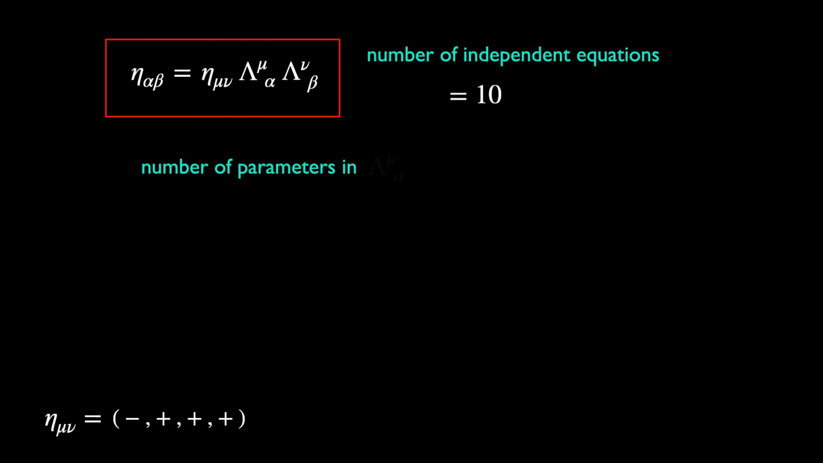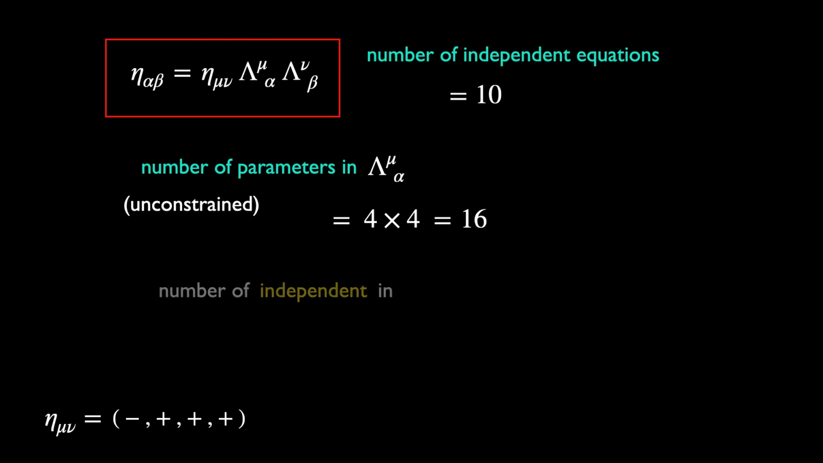The number of parameters of lambda before applying any constraint is just 16. Therefore, the number of independent parameters is just 16 minus 10. Thus, the number of degrees of freedom in lambda ought to be 6.